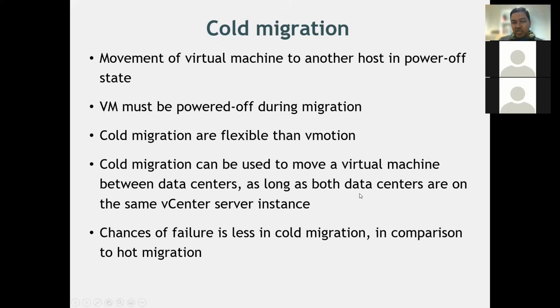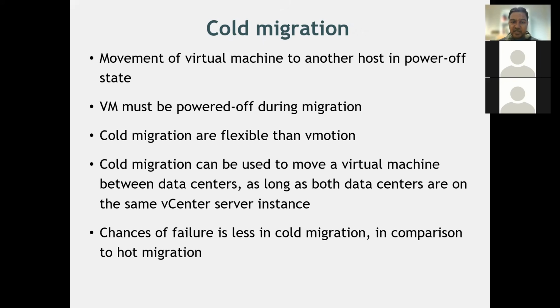This works as long as both data centers are on the same vCenter server instance. That means if you want to migrate the VM from one data center to another, then both data centers should be connected to the same vCenter server. In the last lecture, we saw what a vCenter server is. A vCenter server manages many hosts. So when they are connected to the same vCenter server, only then can the cold migration happen.